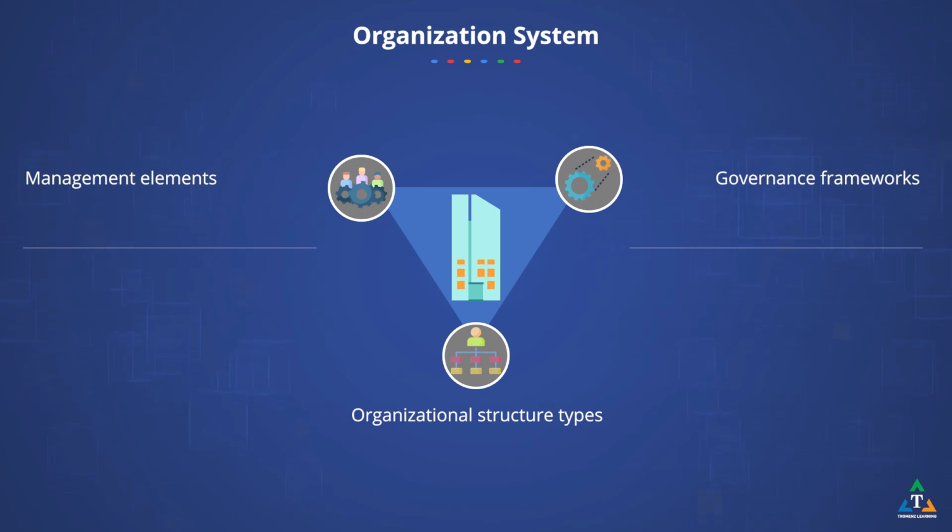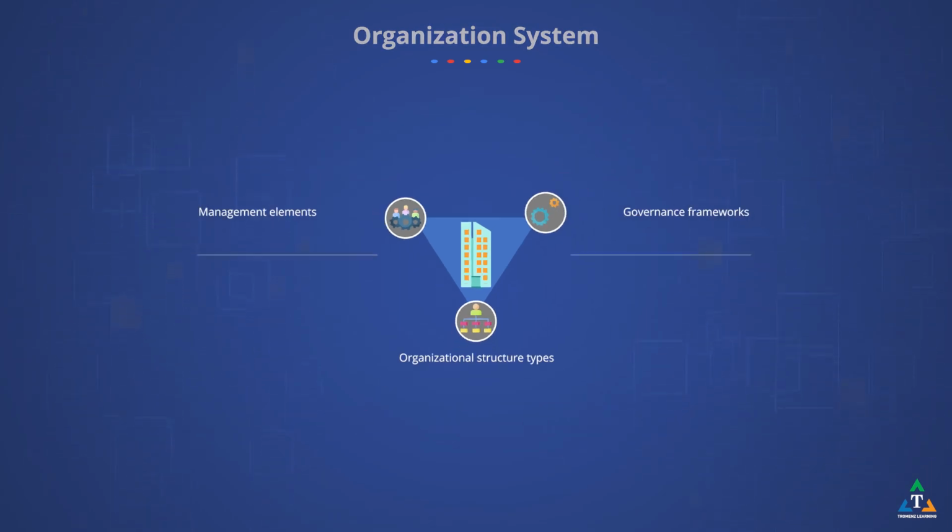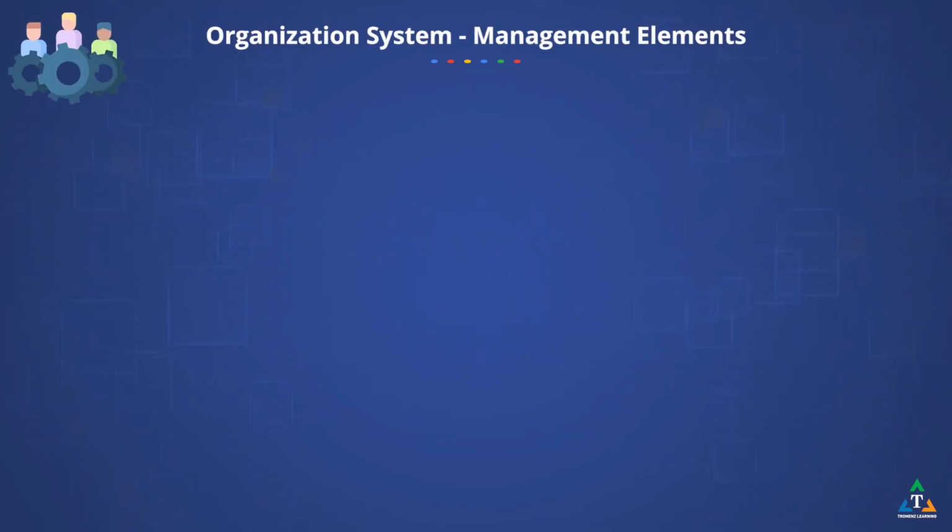Management elements are the components that comprise the key functions or principles of general management in the organization. The general management elements are allocated within the organization according to its governance framework and the organizational structure type selected. Let us discuss some of the key functions or principles of management.